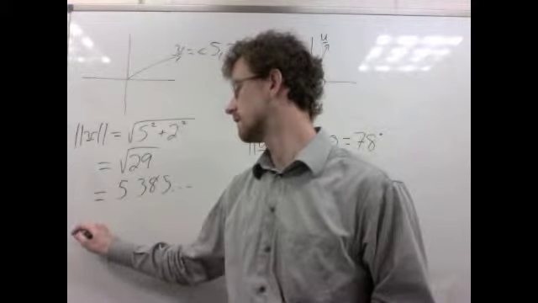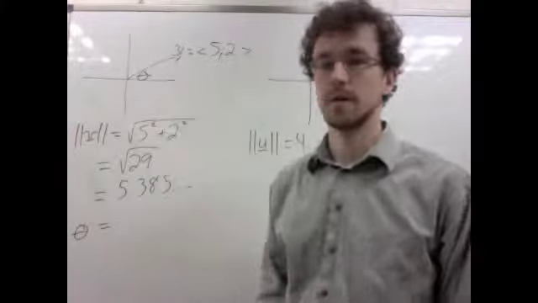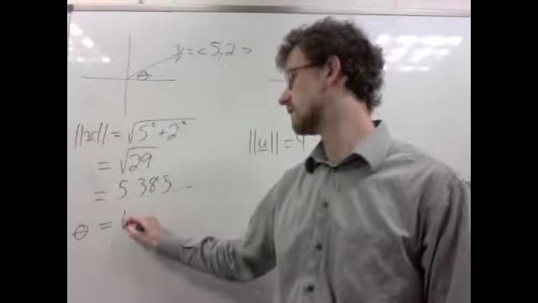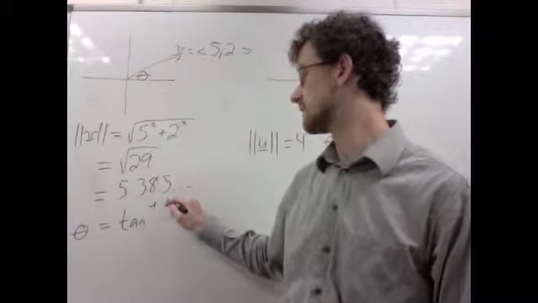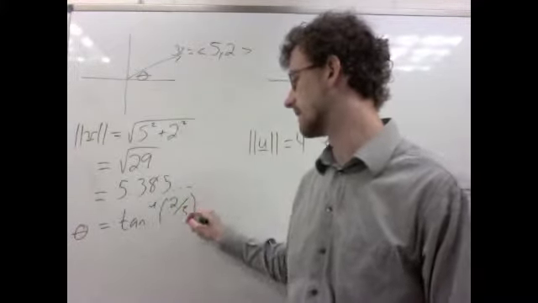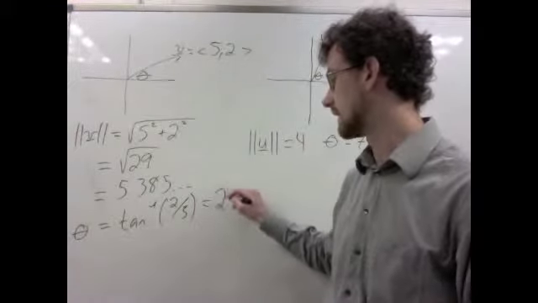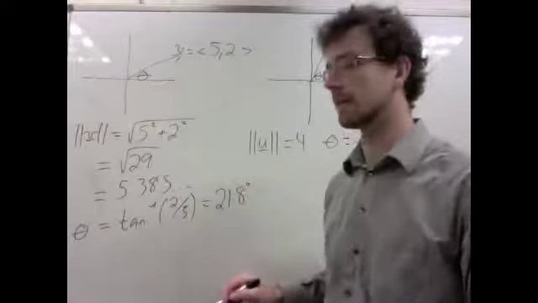And our angle, the direction angle theta, we can find by using arctangent. Arctangent of the y component over the x component. And again, we can just punch that into our calculator, and this comes out to about 21.8 degrees.